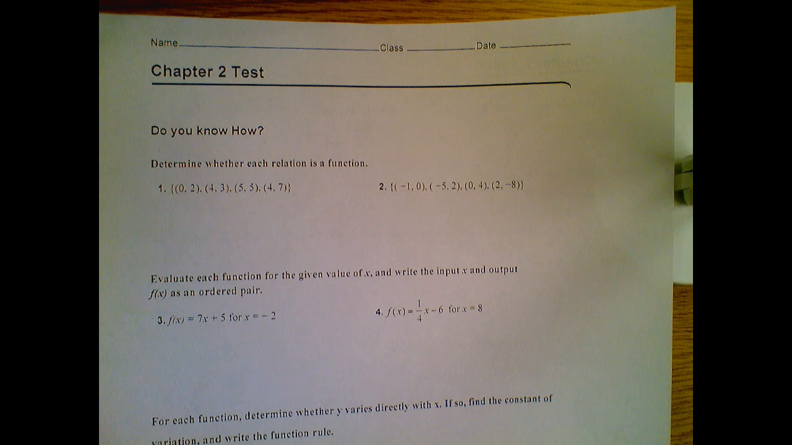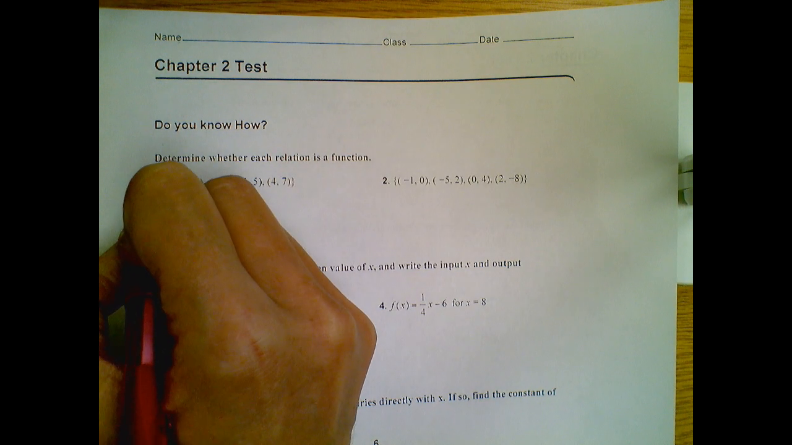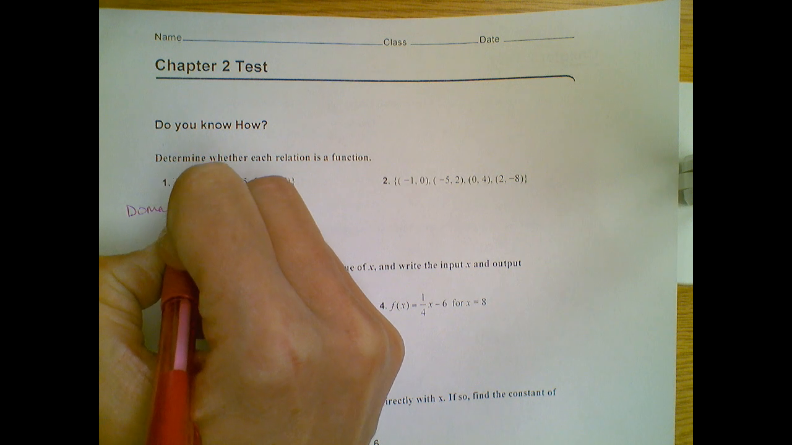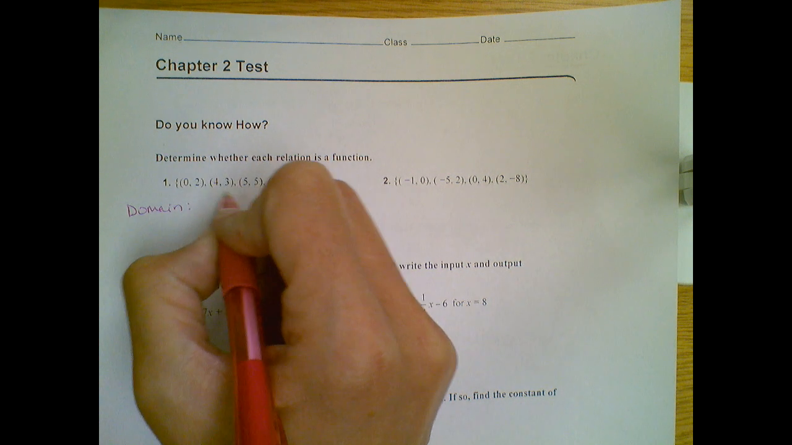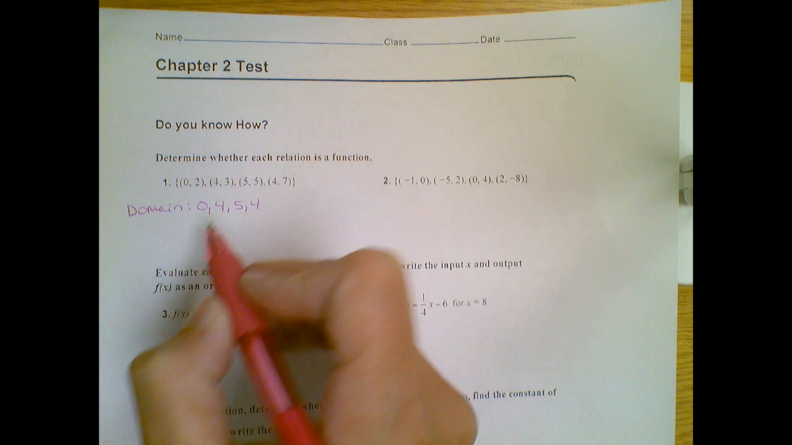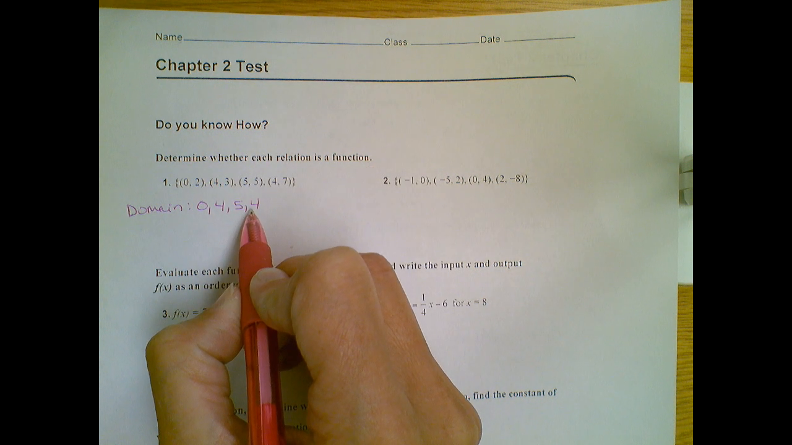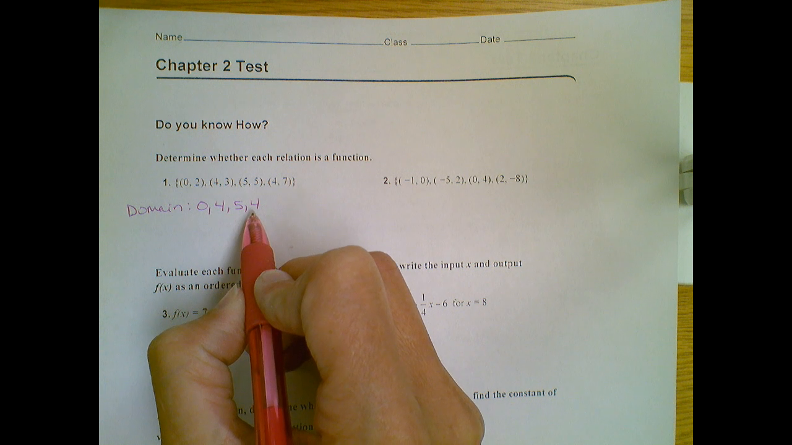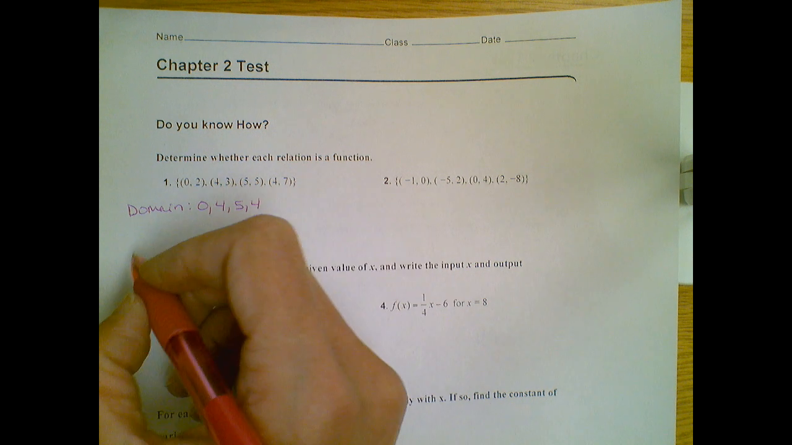So for number one, it's going to ask us on the test to label the domain and the range, and then yes or no, is it a function or not. So domain is just our x values. So we're going to go through and list the first number in each of the coordinates. So 0, 4, 5, and 4. Now that 4 is a duplicate. If we want to write it more than once, we can. If you want to just write it once, then that's fine also.